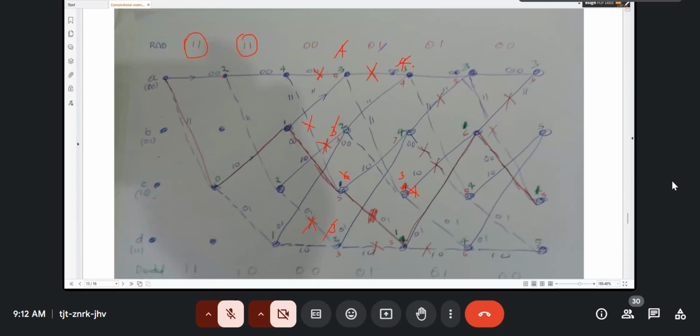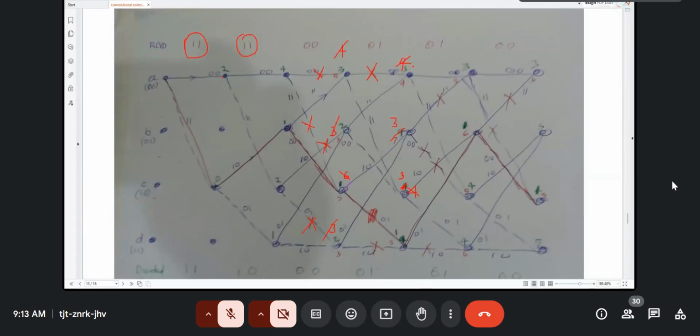So this is 0, 1, and this is 1, 0. So the distance is 2. So 2 plus 1. So far we have been having 1. 2 plus 1, this is 3. Actually, this is 3. I don't know how I've done this. So this is 3.